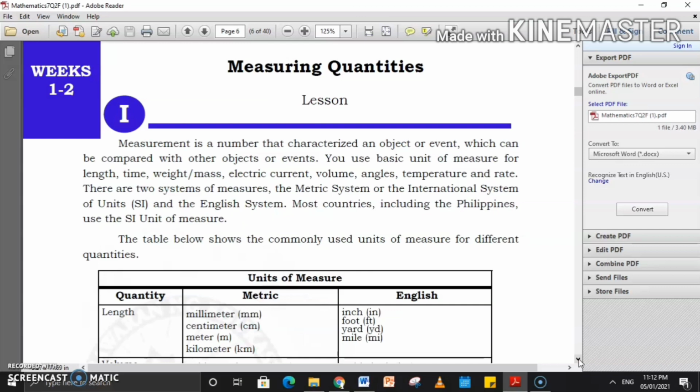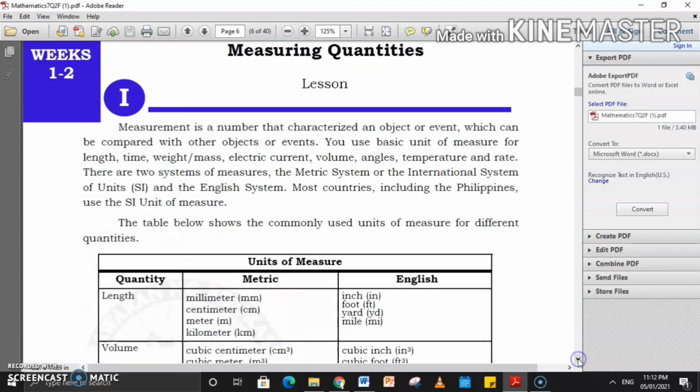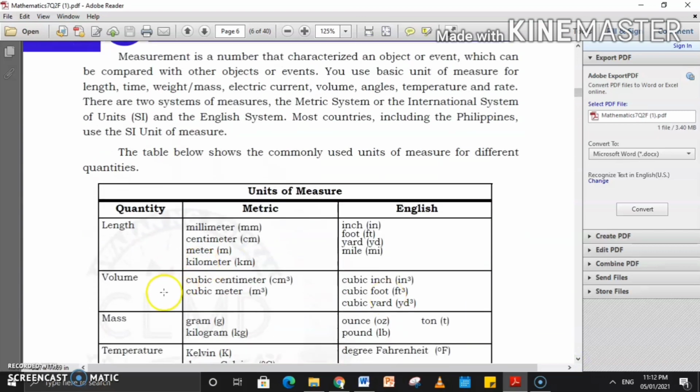Hindi lamang yan ang ginagamit natin sa metric system of measures when it comes to length. Meron pa tayo nung decameter, hectometer, decimeter, ganyan. So yung nakalagay dito, hindi lang yan. Okay? And then sa English system naman, sa pagsukat ng length, gumagamit tayo ng inches, foot, yard, at saka miles. Okay? So tatandaan nyo yung mga symbols nila. So that is for the length, metric versus English system. So after the length, punta tayo kay volume.